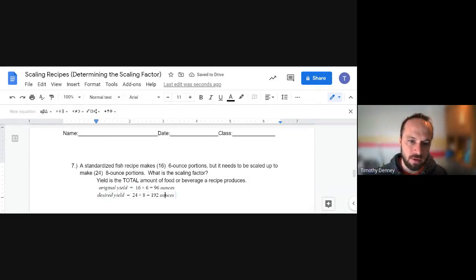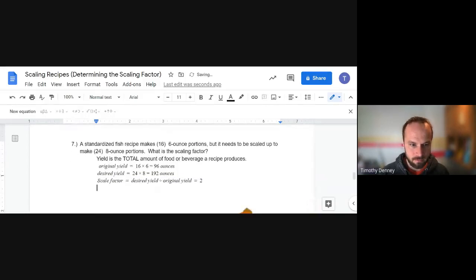Now that we've got that straight, now we can actually do our scale factor calculation, where it is desired yield over original, desired divided by original. And you should get 2. Okay, a little bit different, but it's just making sure we have yields before we put it into the formula.